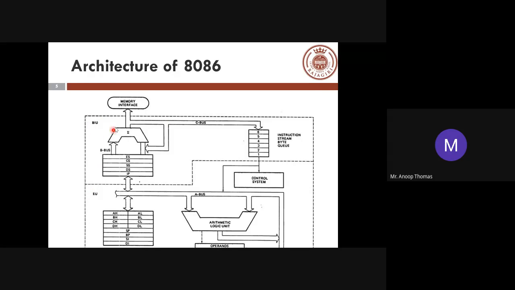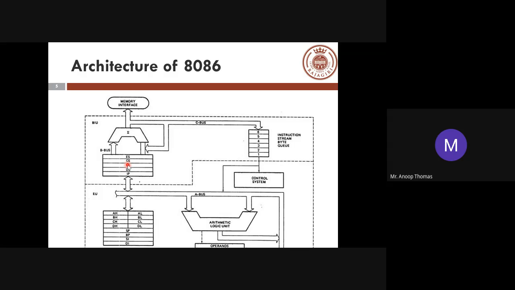The bus interface unit is associated with interfacing with your memory, whereas the execution unit is associated with decoding the instruction and then executing it. As you can see, you have the ALU unit, and other than the ALU unit, you also have a dedicated adder unit, Sigma. Sigma represents an adder unit. This is used to create your physical address. We will see how you create the physical address.